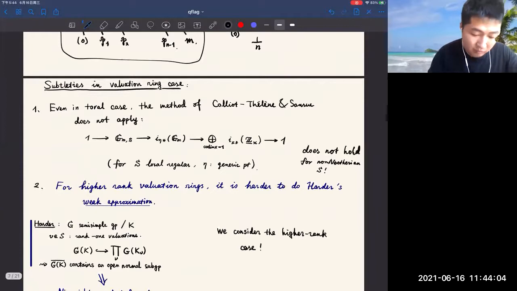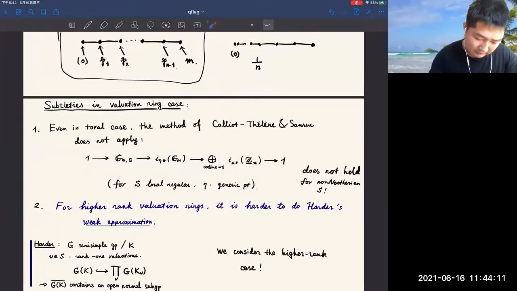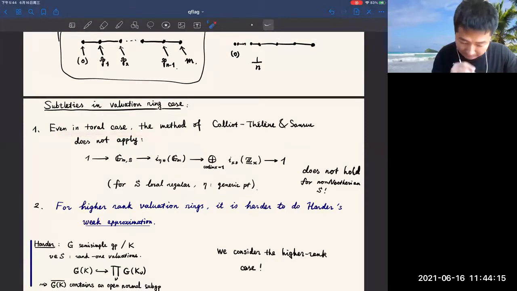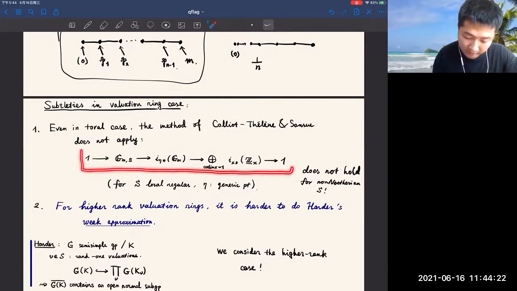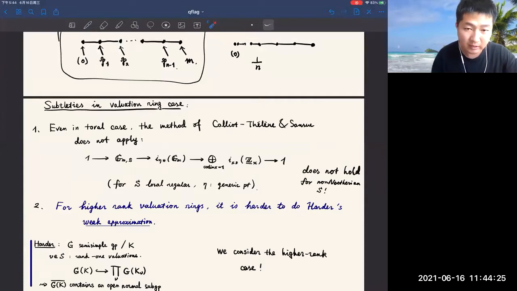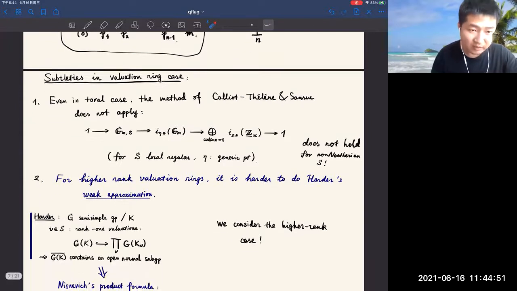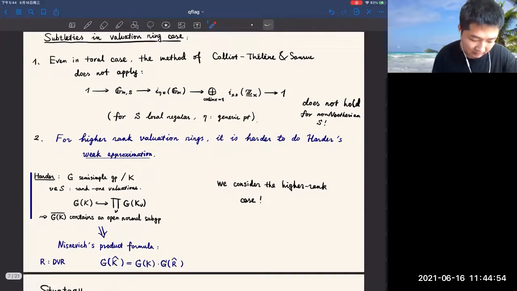To prove the Grothendieck conjecture over the valuation ring case, there are some subtleties. For example, even in the case of tori, the method of Colliot-Thélène and Sansuc does not apply, because there should be a short exact sequence, but this short exact sequence does not hold for a non-Noetherian base. They use the exact sequence where S is a local regular scheme and eta is a generic point, and in the general case this exact sequence is only left exact, but not right exact. The second point is that for higher rank valuation rings, it is harder to do weak approximation.